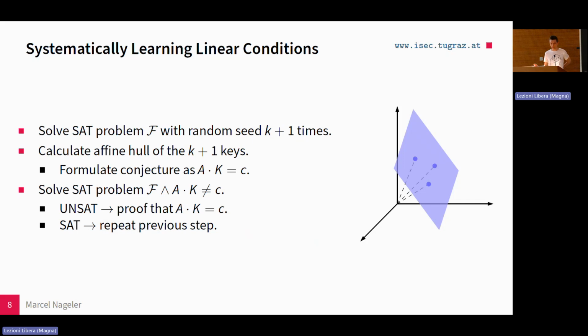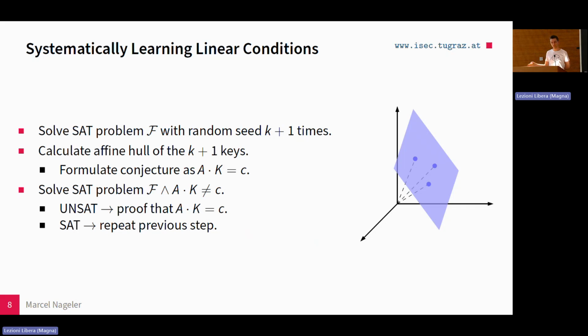The idea is that we take the same SAT problem from before and solve it with a random seed k plus 1 times, where k is the number of key bits that we're looking at. Then we get k plus 1 keys for which the characteristic works, and we can take the affine hull of all these keys. It's like the linear hull, but with an extra offset, and for this offset we need the plus 1 key.